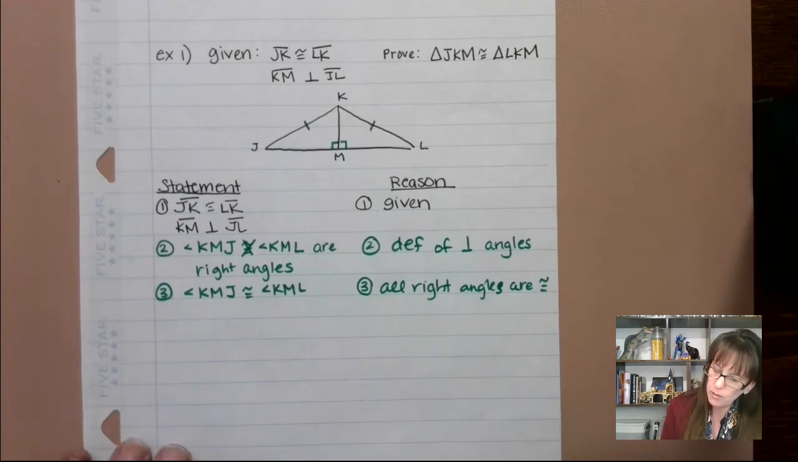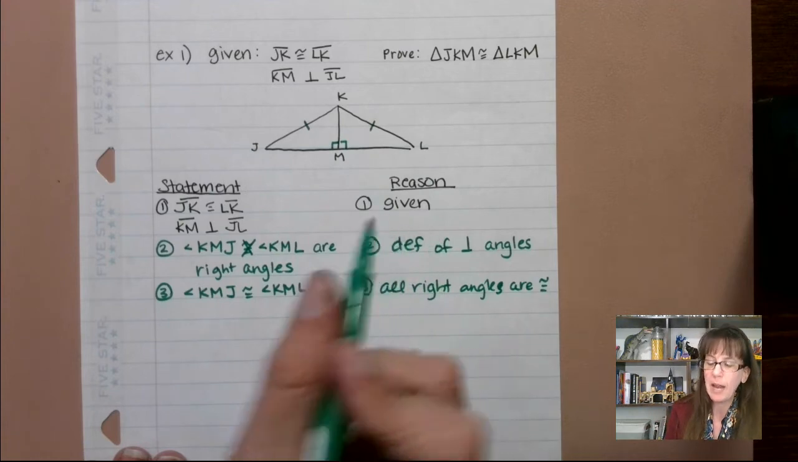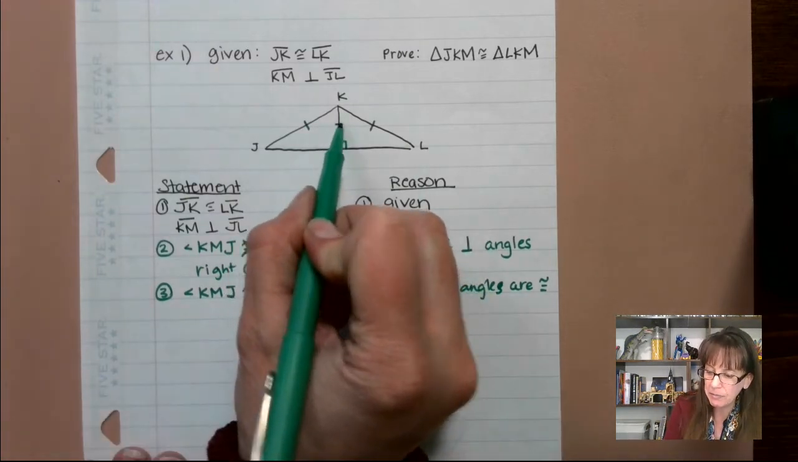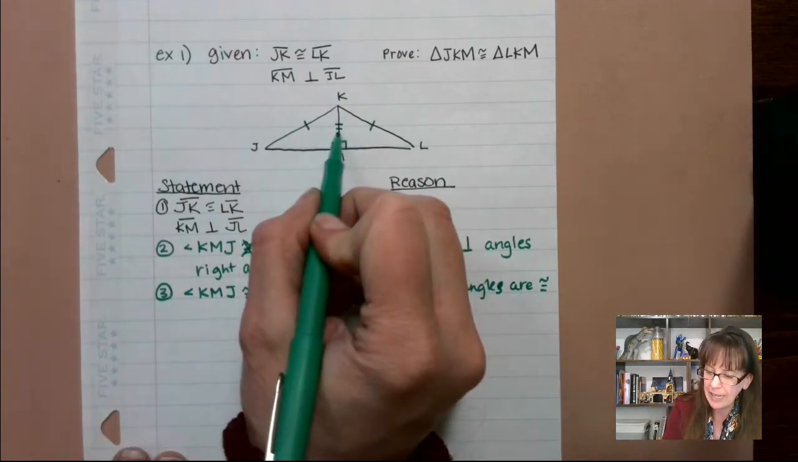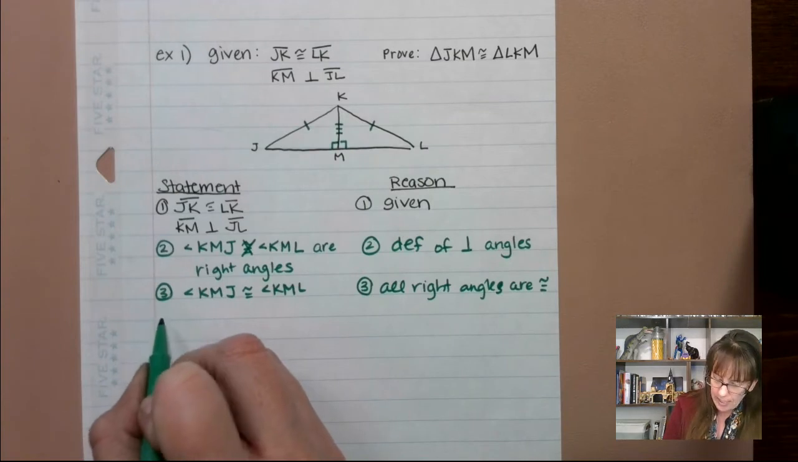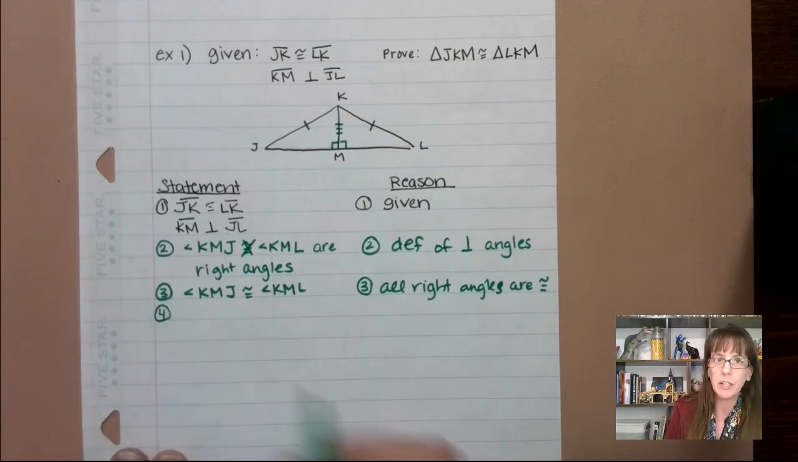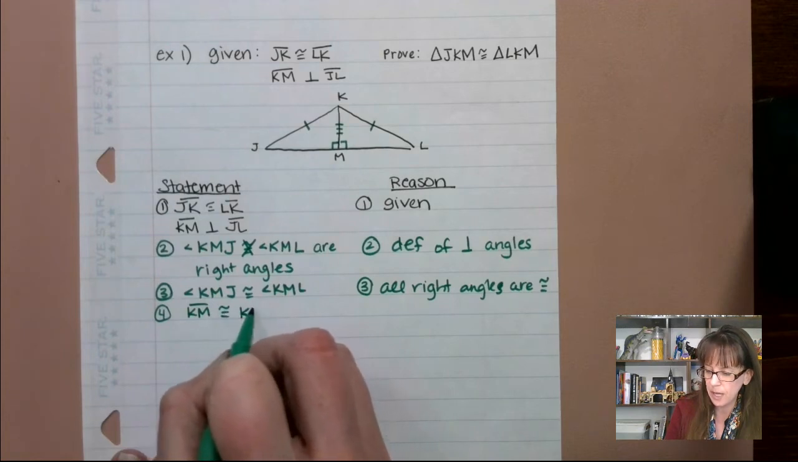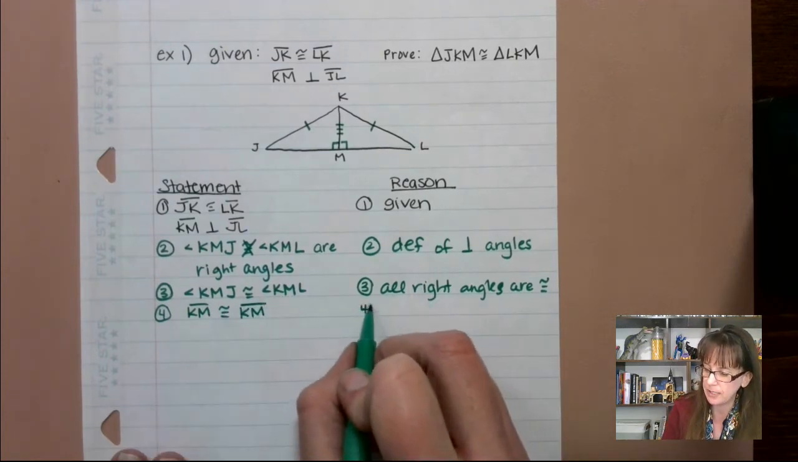All right, so then what else, looking at this, can we look at? Well, we know that after our definitions, we do our obvious but not givens, things like vertical angles and reflexive property. And I see we have a reflexive property in here. We've got KM. So KM is going to be congruent to KM. KM is congruent to KM. Why? Because of the reflexive property.